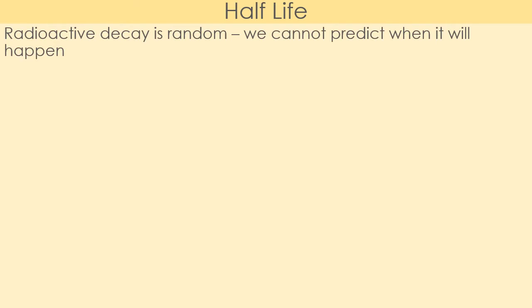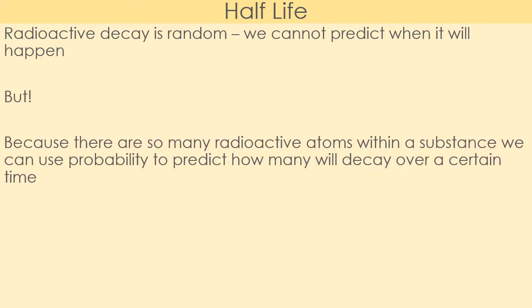So that radioactive decay is random. We cannot predict when a nuclei will decay. We just can't do it. It forms sort of part of the basis of quantum mechanics, this not being able to predict when stuff is going to happen. But we can make some assumptions based on probability.